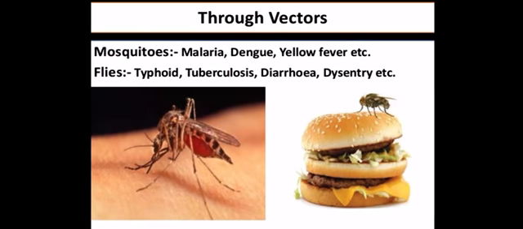Now next is through vectors. My dear students, we live in an environment that is full of many other creatures apart from us. It is inevitable that many diseases will be transmitted by other animals. These animals carry the infected agents from a sick person to another potential host. These animals are thus the intermediaries and are called vectors.